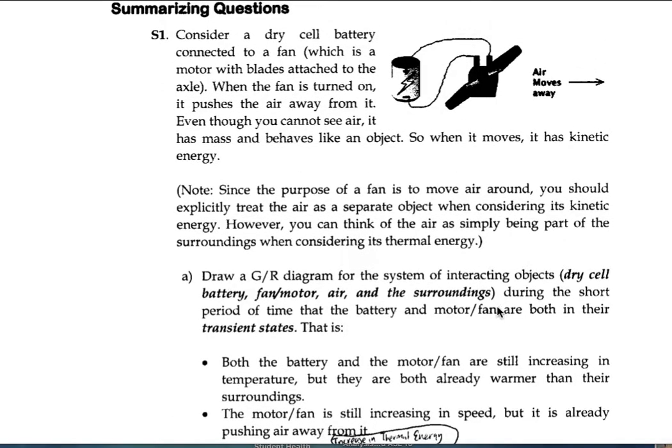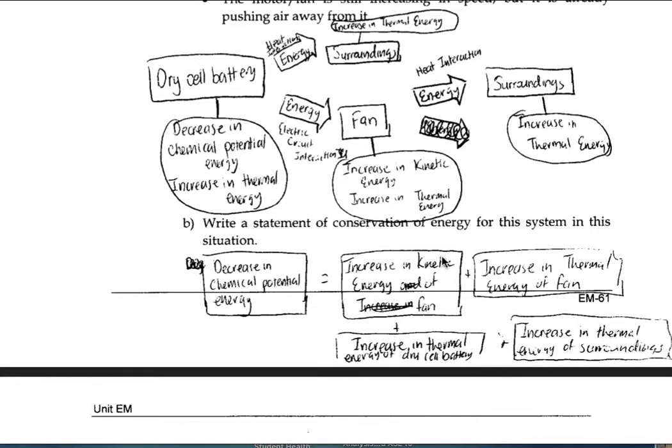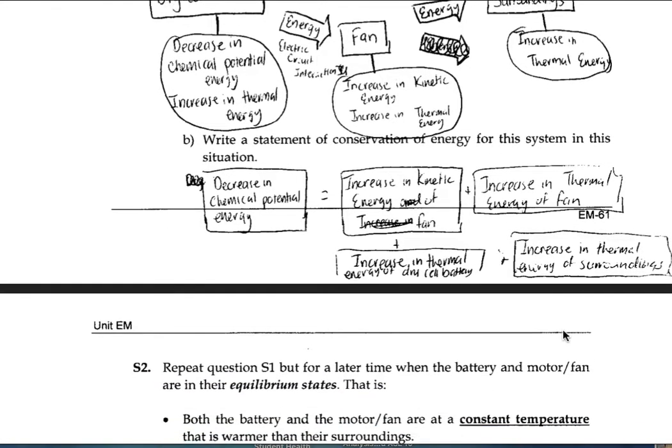Oh, the conservation of energy. Sorry, correction, conservation of energy. So for that, I put the decrease in chemical energy, I forgot to put of the cell battery right here, sorry, of the cell battery equals an increase in kinetic energy of the fan, an increase in thermal energy of the fan, an increase in thermal energy of the dry cell battery, and an increase in thermal energy of the surroundings.